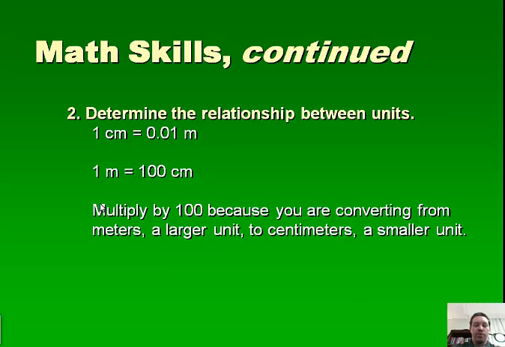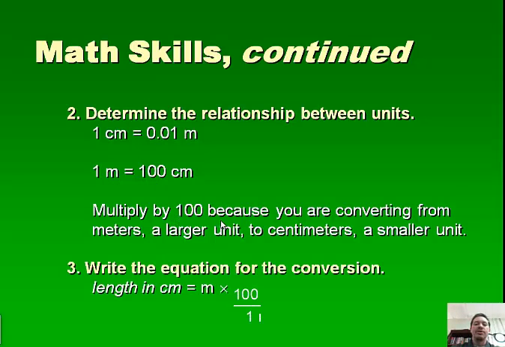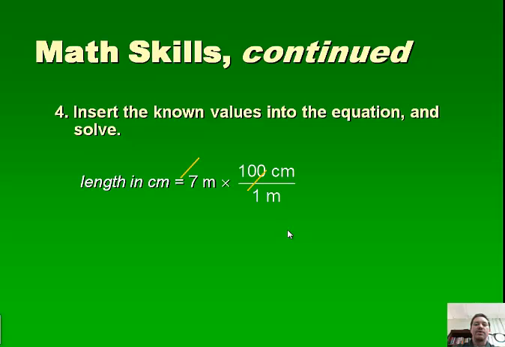So working through this problem, though, we're going to multiply by 100 because you're converting from meters to a larger unit. So we're going from meters to centimeters, so it takes more centimeters to make up a meter. So we're going to multiply by 100. So what we're doing is taking our given meters, which is 7, multiplying by 100 centimeters. The meters cancel, and we're left with centimeters.